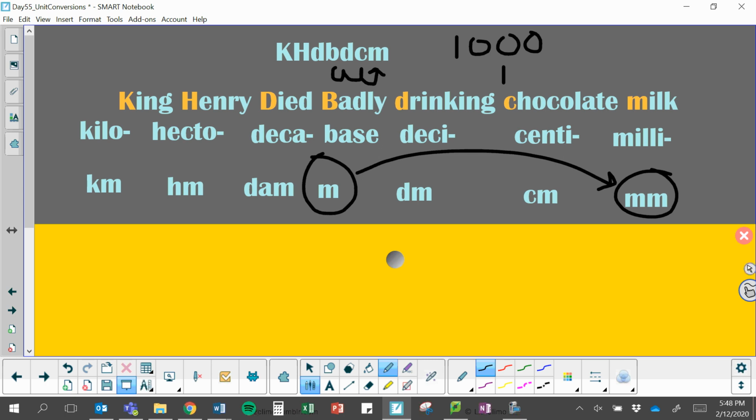So now is the tricky part. We have to figure out, are there 1,000 millimeters in 1 meter, or are there 1,000 meters in 1 millimeter? And you have to think about which one is bigger, and the one that is bigger is going to go with the 1 because we'll need more of the smaller unit to equal 1 of the larger unit. In this case, we'll have 1 meter goes into 1,000 millimeters.